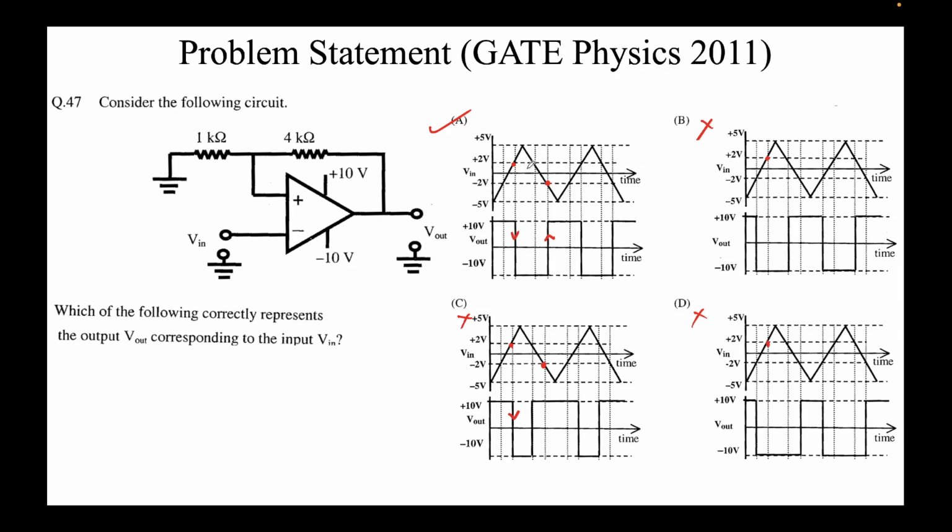This is also known as hysteresis, because you have two different thresholds depending on the direction of V in. When V in is rising, the threshold is plus 2. When V in is falling, the threshold is minus 2. And this is the typical response of a Schmitt trigger using a positive feedback operational amplifier. So option A is the correct one.